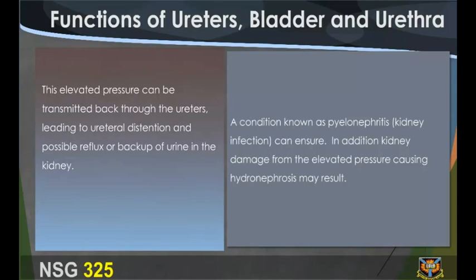However, when the bladder is over-distended, pressure in the bladder is elevated. This elevated pressure can be transmitted back through the ureters, leading to ureteral distension and possible reflux or backup of urine in the kidney. A condition known as pyelonephritis, kidney infection, can ensue. In addition, kidney damage from the elevated pressure causing hydronephrosis may result.